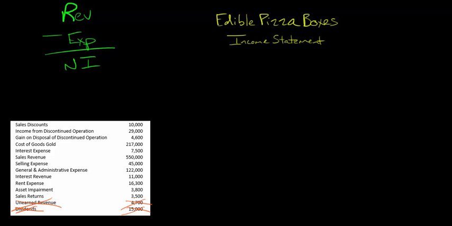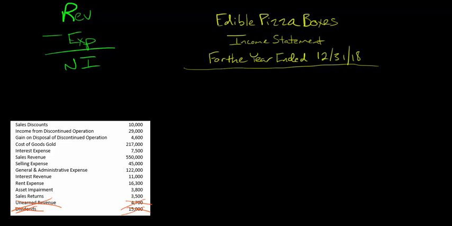and let's say it's for the year ended, I don't know, let's say December 31st, 2018. Let's just throw that date out there. So this is the heading for our income statement. And we're going to start with gross sales. So we're going to start with sales.